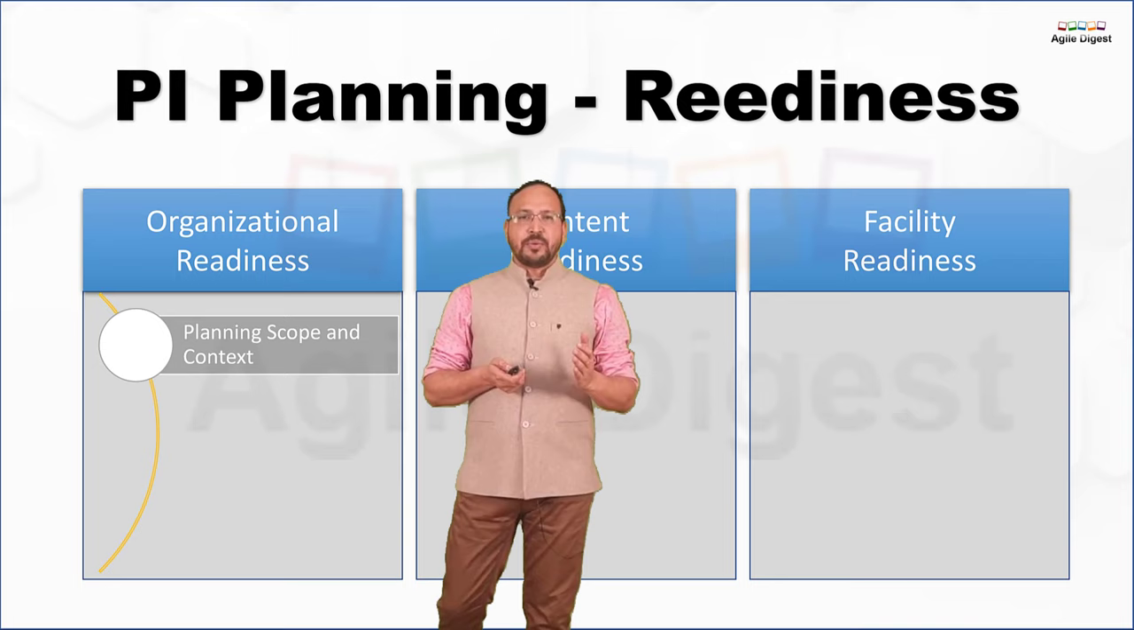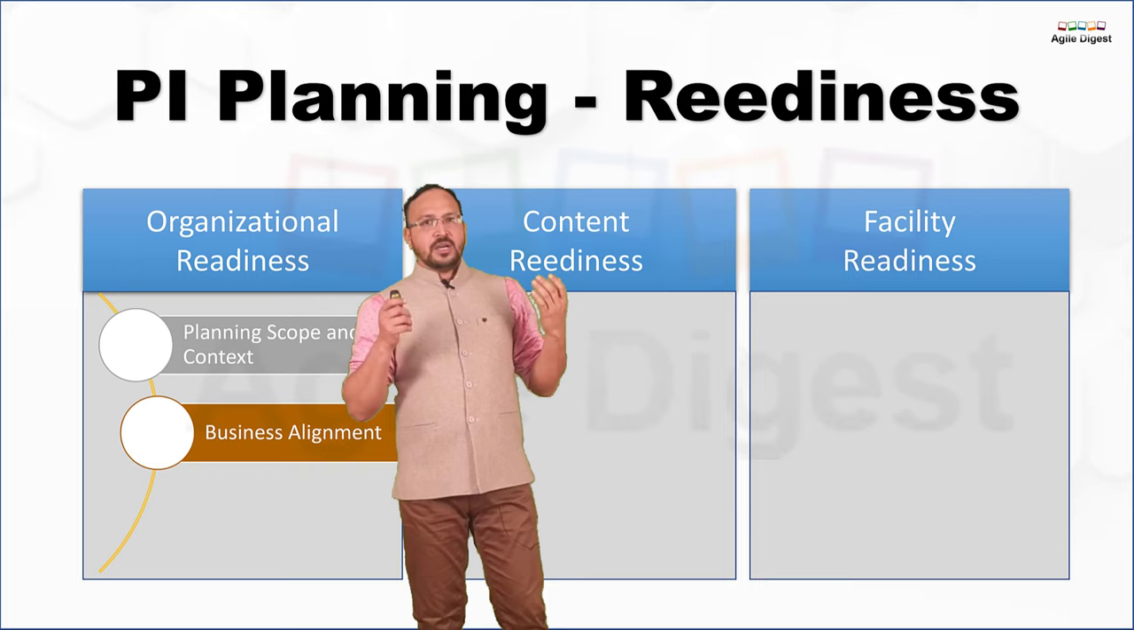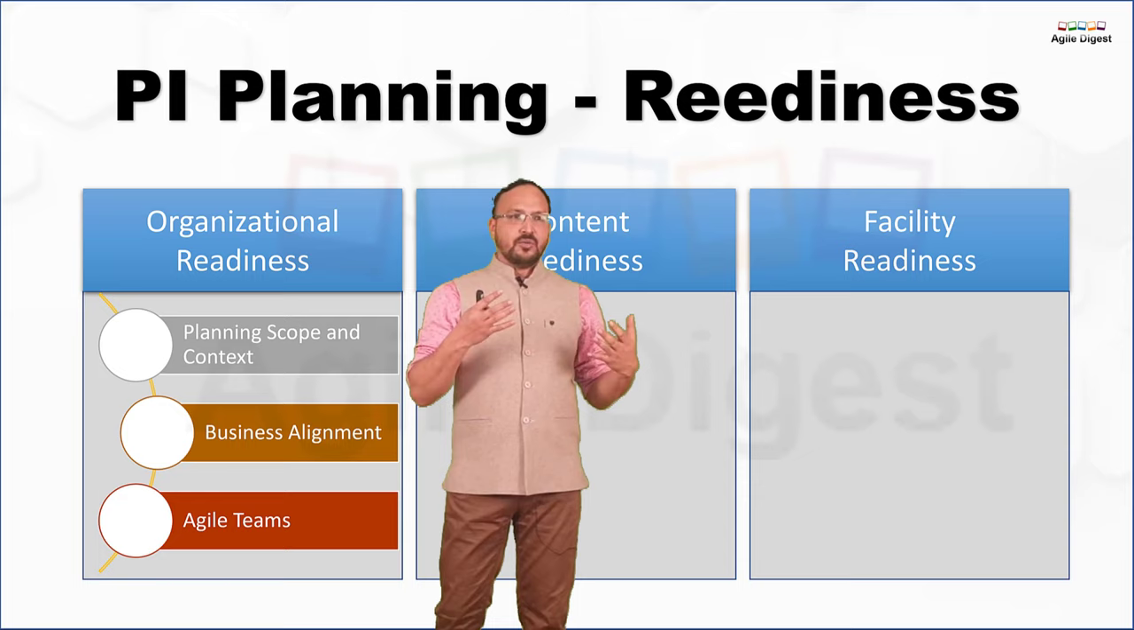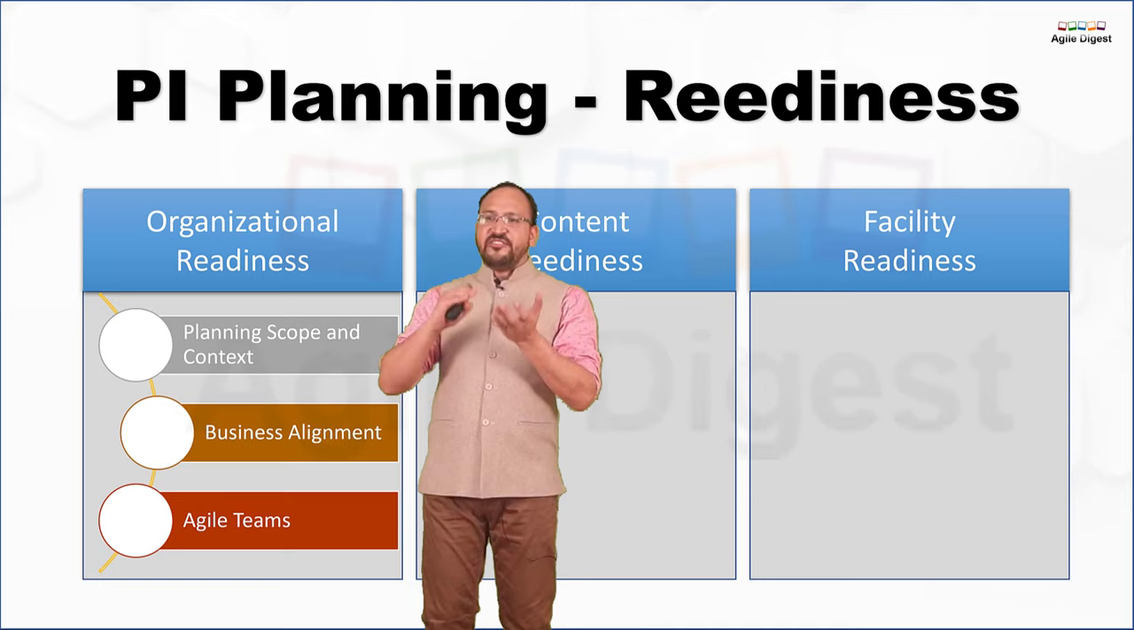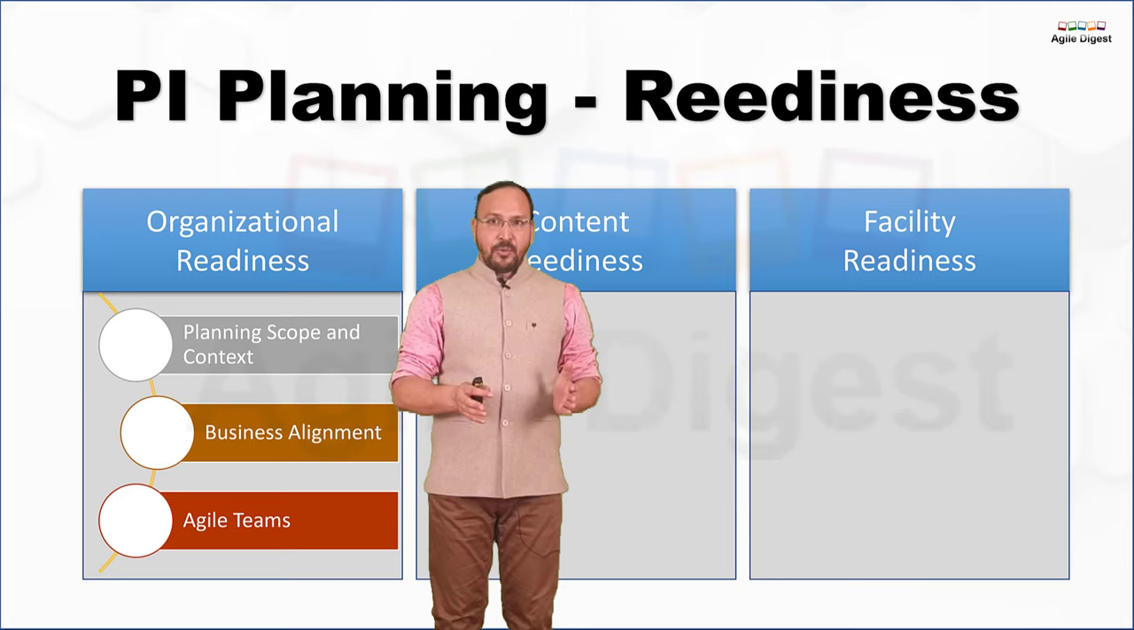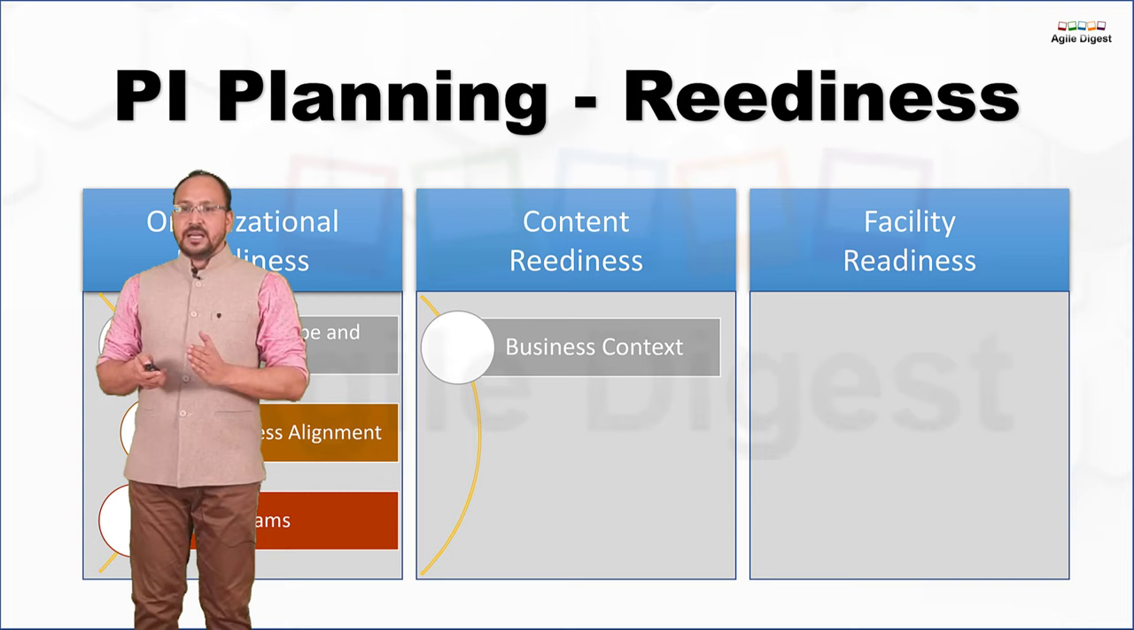Business alignment is also part of your organizational readiness, and we'll talk about what the agile teams are, which team is primarily working for which product owner, or what nature of features they are working on. That's our organizational readiness. Content is very important, and that will come from the business context we talked about on the previous slide. In the business context, we have product visions and architectural visions. These are the content readiness.